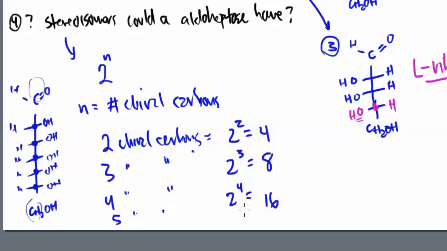So 5 chiral carbons, 2 to the 5th power, well, that's 2 times 2 is 4, 4 times 2 is 8, 8 times 2 is 16, and 16 times 2 is 32. So we would have 32 stereoisomers that would come from an aldoheptose. So again, it's 7 carbons total, but only 5 of them are chiral, and those are the ones that get included in that equation of 2 to the nth power.